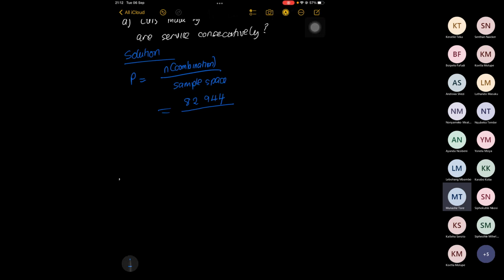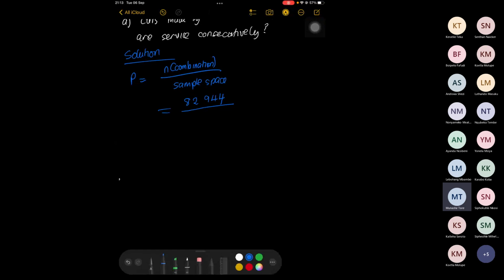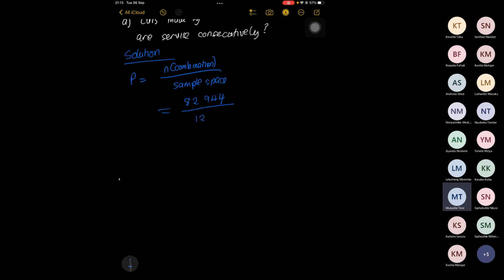Like you already know that your cars are different, isn't it? So if your cars are different, then your sample space is definitely going to be 12 factorial. Coming back to the question that someone just asked, if you are dealing with different objects, obviously it's just going to be 12 factorial, isn't it?